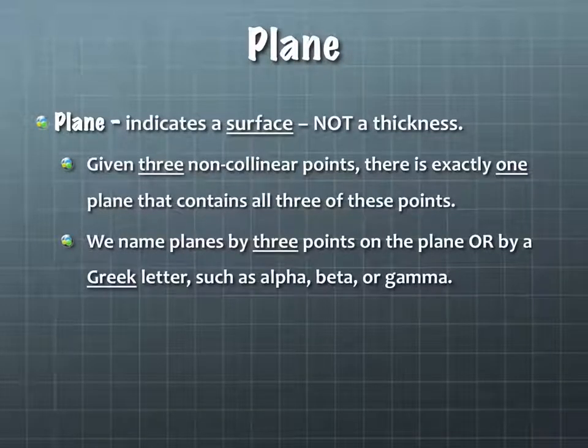All right, so we're going to move a little bit out of the 2 dimensions that we've been talking about into 3 dimensions. A plane indicates a surface, not a thickness. If you are given 3 non-collinear points, 3 points that don't all lie on the same line, then there is exactly one plane that contains all of the points. We name planes by those 3 points, or any 3 points in the plane, or by a Greek letter such as alpha, beta, or gamma.